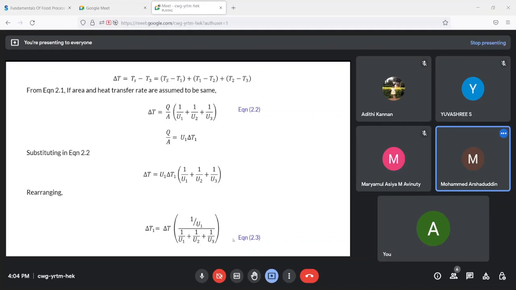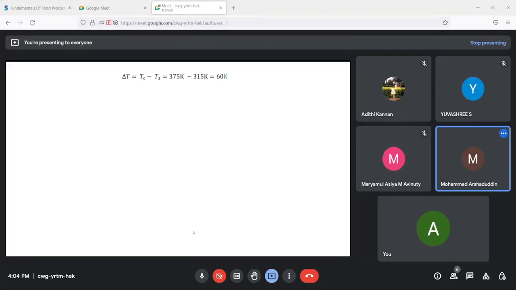So using this equation, we'll calculate delta T1. For that, first we need delta T. Delta T is nothing but Ts minus T3. Ts is given as 375 Kelvin and T3 is given as 315 Kelvin. So this is 375 Kelvin minus 315 Kelvin, which is equal to 60 Kelvin.